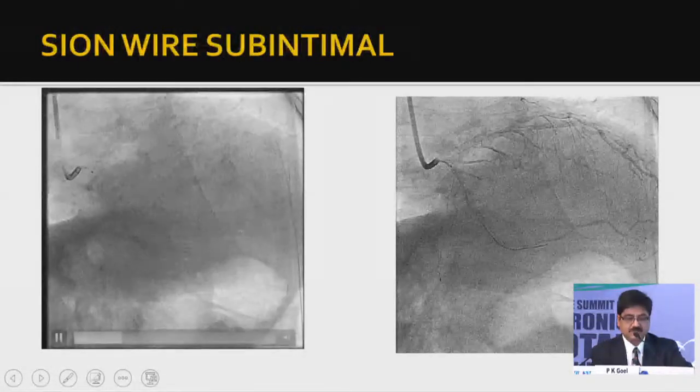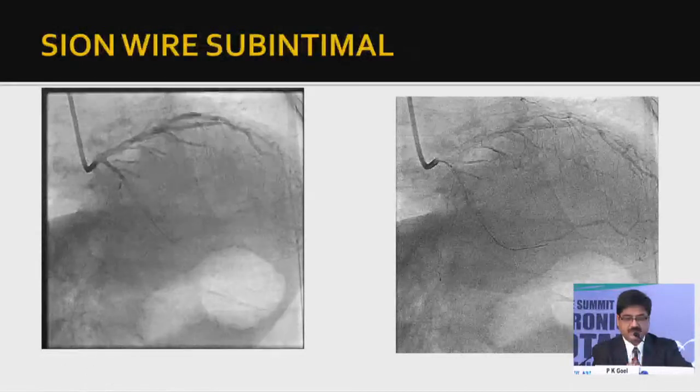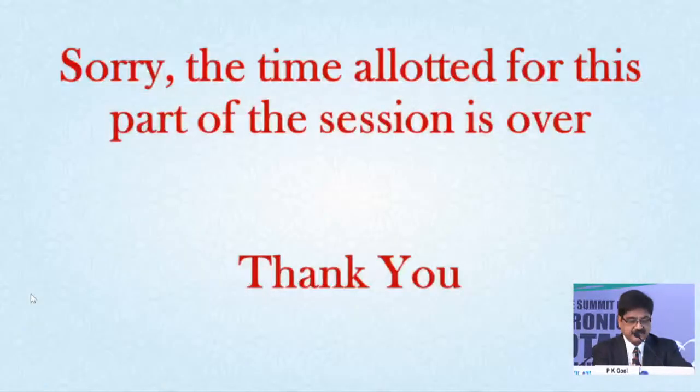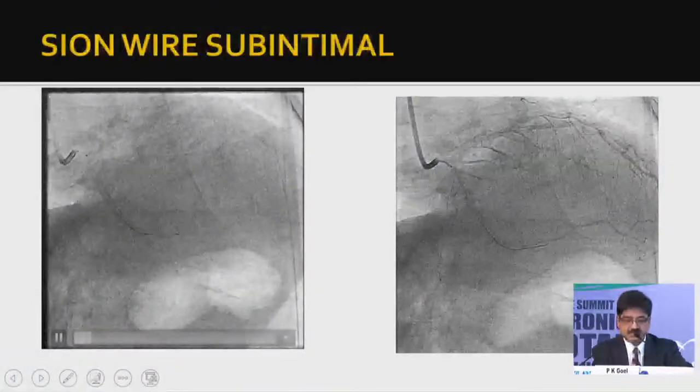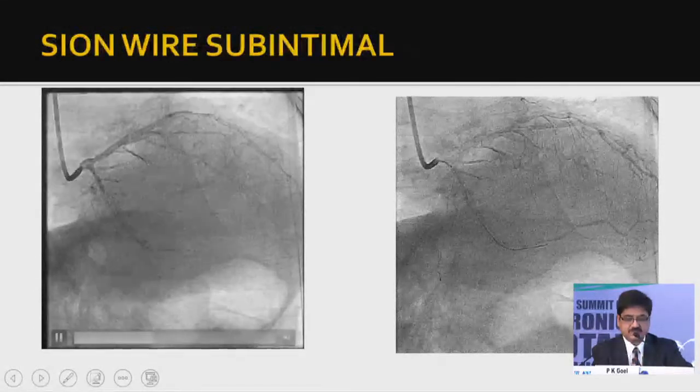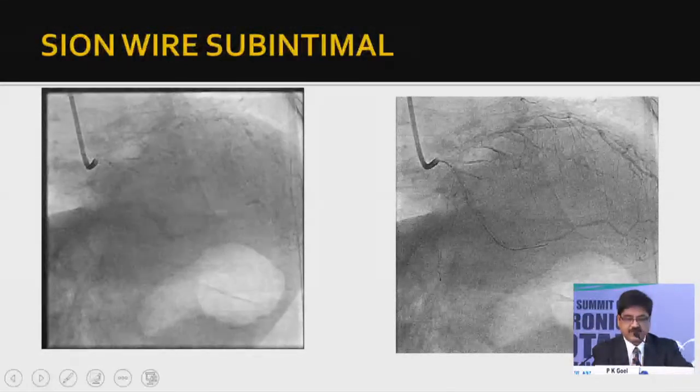This is a circumflex ISR, and you see that the wire has gone subintimal. In these situations, we used to do parallel wires, but Gaia is a good choice. You can redirect it, and in this case, I changed it to Gaia 2 or something. The Sion got subintimal.